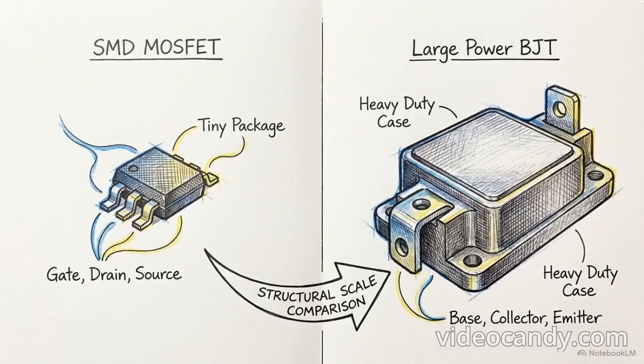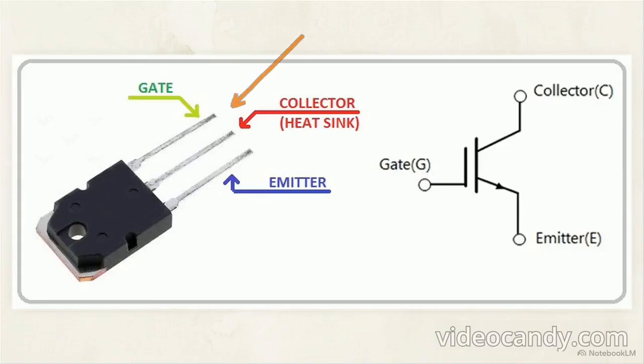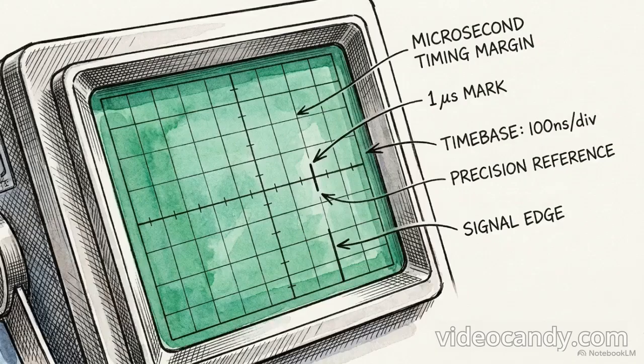It is a hybrid device, pairing the fast, low-power control of a MOSFET with the heavy current handling capacity of a bipolar junction transistor. Looking at the physical terminals, applying a control voltage at the gate terminal commands a power flow between the collector and emitter. Safely directing that flow requires microsecond timing.